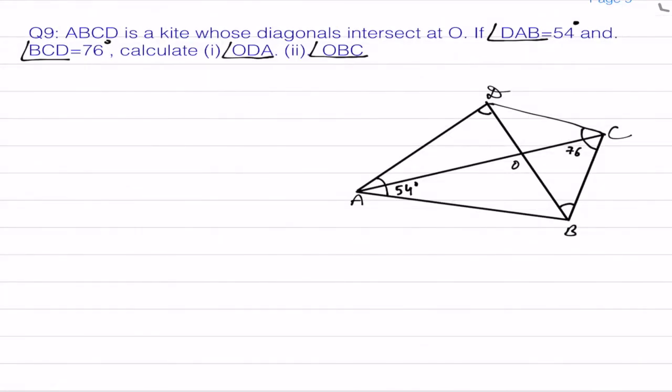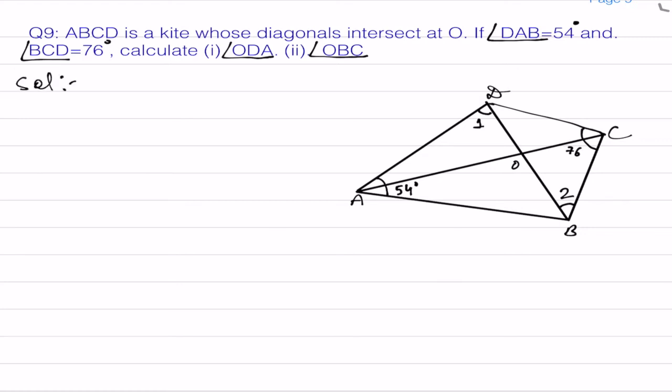So we will start with the questions which are based on the properties of kite and trapezium. First, question number 9: ABCD is a kite whose diagonals intersect at O. If angle DAB is equal to 54 degrees and angle BCD is equal to 76 degrees, calculate angle ODA and OBC. So first we'll see which angle ODA is. This is ODA. We will give it the name angle 1. And this angle OBC, we'll give it the name angle 2.